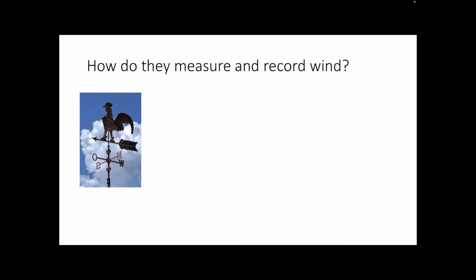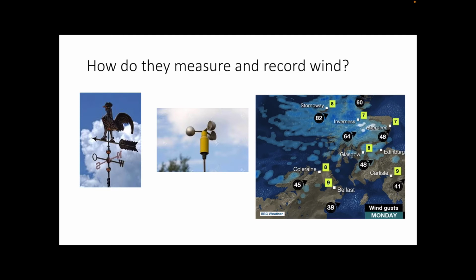Well, they first of all want to record which direction the wind is coming from. So they can use the compass points of north, east, south and west. And they also use an anemometer, which basically has these cups that you can see. The wind goes through the cups and it manages to measure what speed the wind is going at.